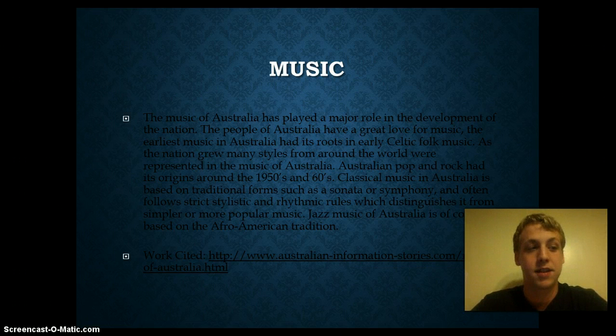Australian pop and rock had its origins around the 1950s and 60s. Classical music in Australia is based on traditional forms such as a sonata or symphony, and often follows strict stylistic and rhythmic rules which distinguishes it from simpler and more popular music. Jazz music of Australia is of course based on the Afro-American tradition.